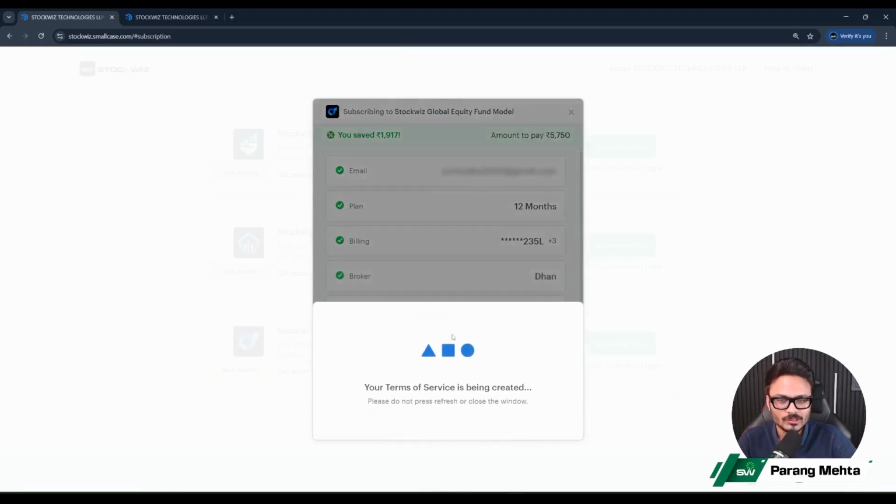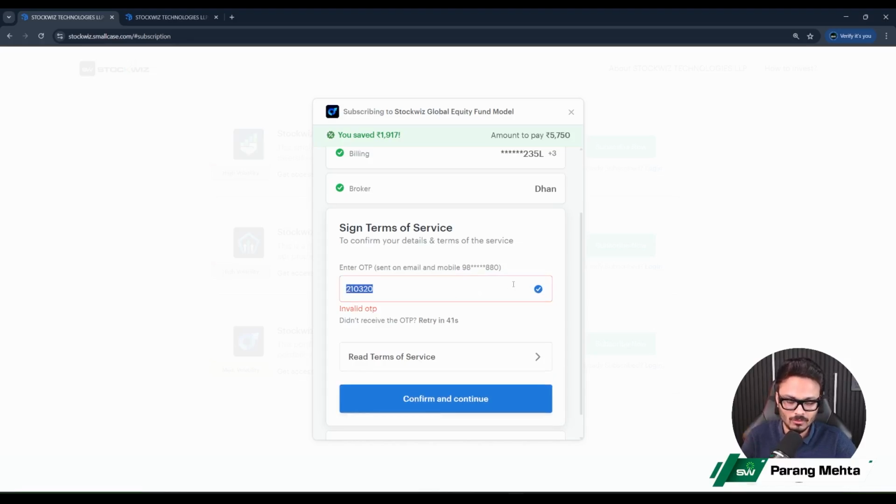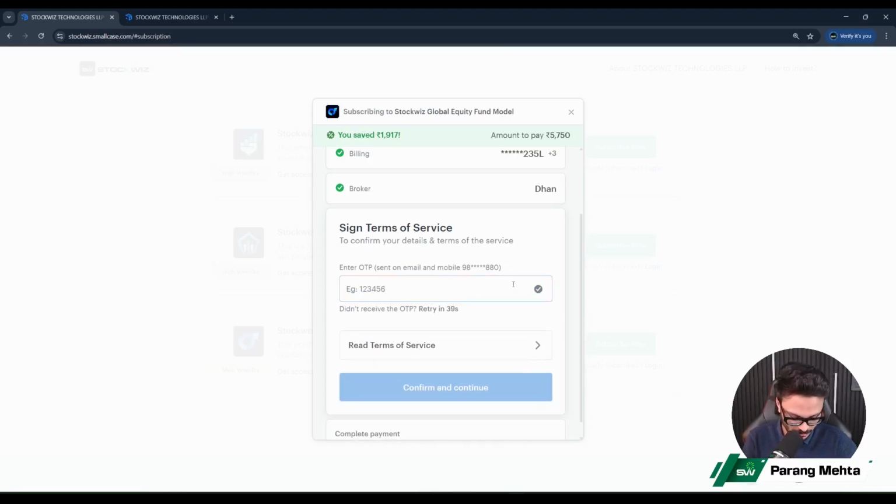When you click on continue, there will be a terms of service document which will auto populate for you, and you will receive an OTP on your registered mobile number and your email address. Now this is basically the KYC procedure that you have to do. So I'm just going to enter my OTP. Give me a moment. Maybe another OTP is being generated for me. So I will regenerate the OTP and I will put that in over here.